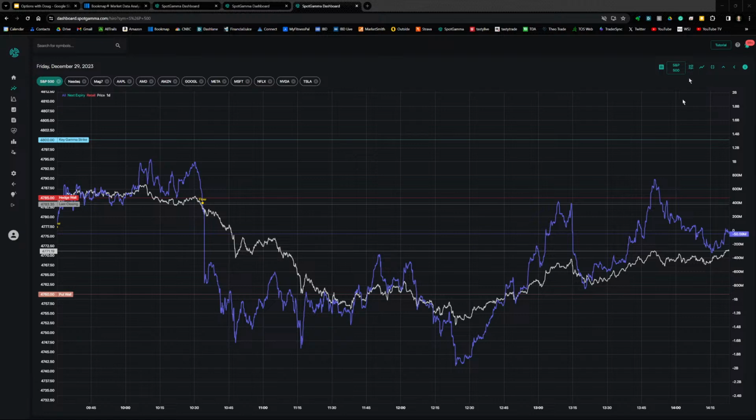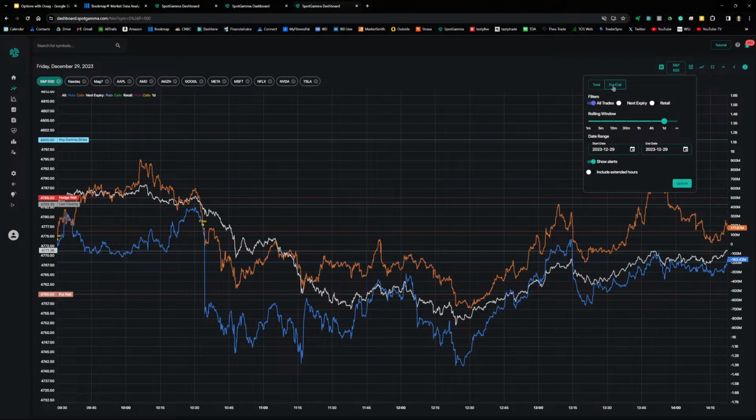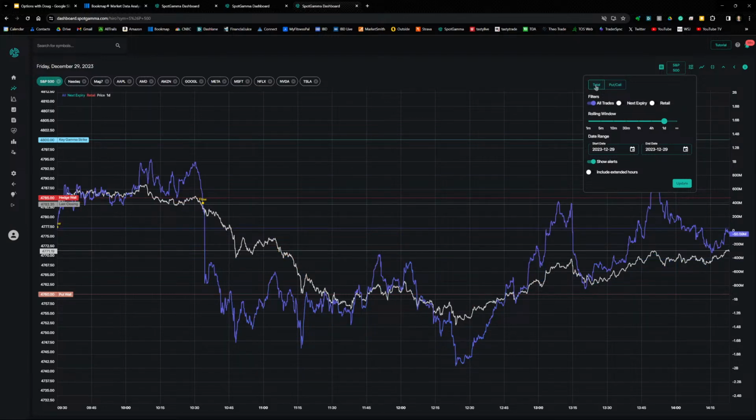Let's separate out puts and calls. So for today, traders are buying calls. They're also buying puts. Calls shown by the positive notional value for the orange line, right around 178 million. And then they're buying puts, shown by the negative notional value, minus 163. Go back to the total signal. So net for the day, pretty flat.